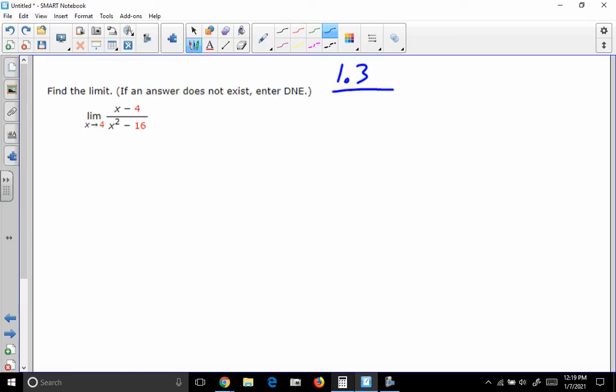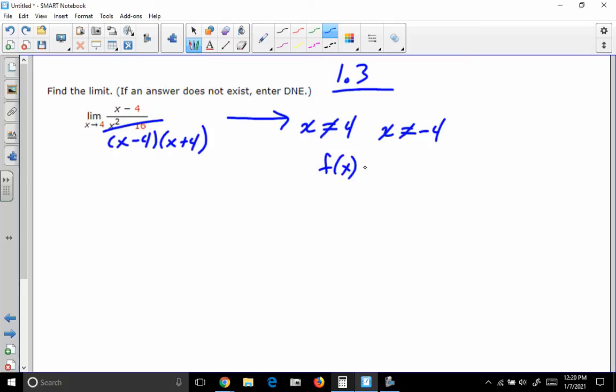So how are we going to do that? Well, let's notice that this denominator factors. X minus 4, x plus 4. Also, let's note that the function is undefined when x is 4 and when x is negative 4. That denominator was originally x squared minus 16. If we put a 4 in for x, we get 0 on bottom. If we put a negative 4 in for x, we get a 0 on bottom. So this particular function, I'm going to call it f of x.